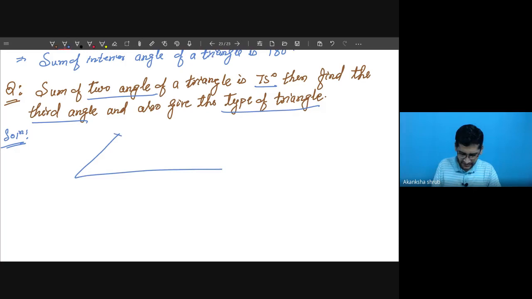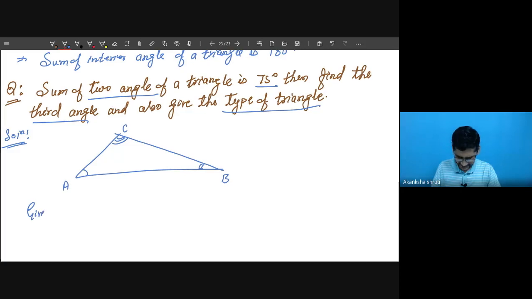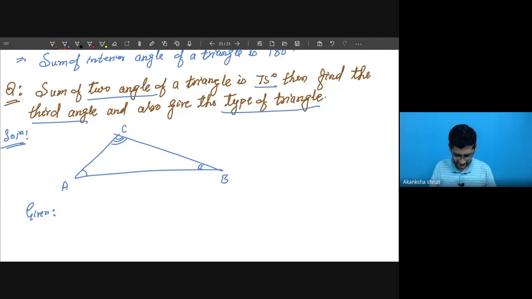You may just draw a triangle. Let us call this angle A, this angle B, and this one C. So here, what is given? The given is that the sum of two angles, let us denote angle A plus angle B, is 75 degrees. So what will be the third angle?